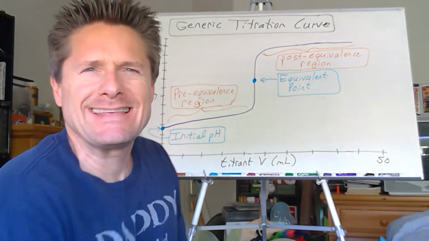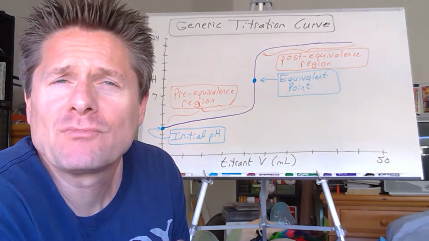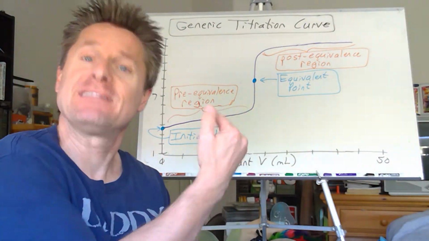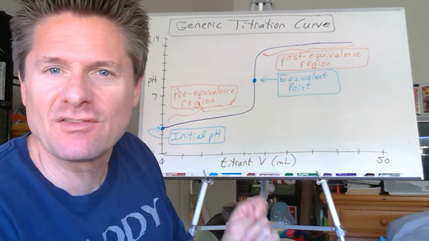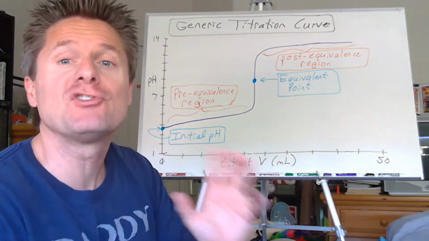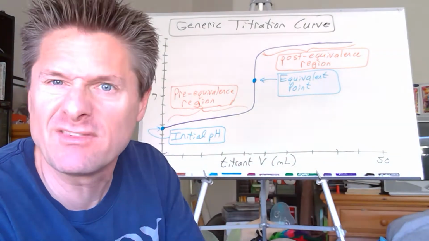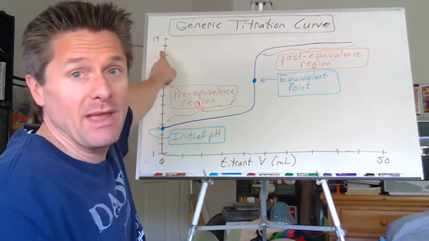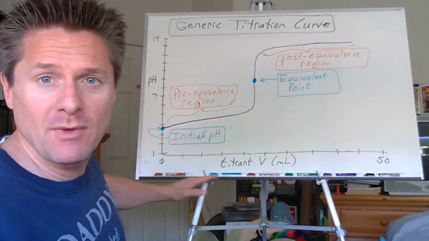Here's what you're going to see generically. Each individual titration curve will be similar in form to this, but the specific locations, the specific pHs at certain volumes, will change if you're doing a strong acid with strong base or a weak acid with a strong base, and vice versa. Again, if you're starting with a base, you start up at a high pH and come down.